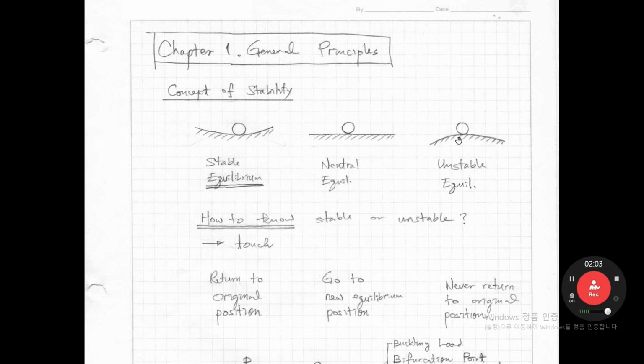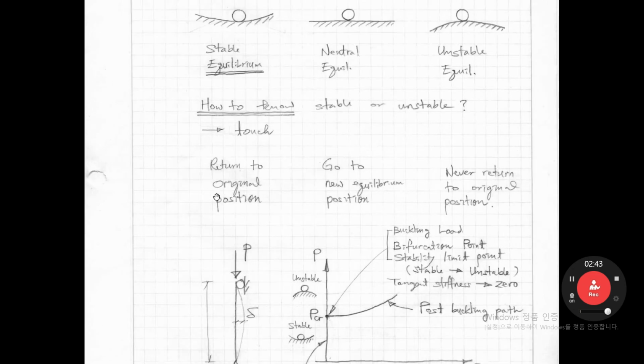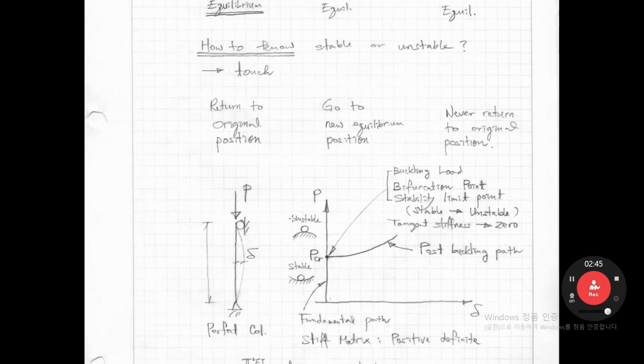This is a convex curve. Okay, there is a ball here, and if somebody touches this ball, it goes away. This ball cannot come back. The status of this ball is unstable, so we call it unstable equilibrium. This one is stable equilibrium, this is neutral equilibrium, and this is unstable equilibrium. So I already explained this one.